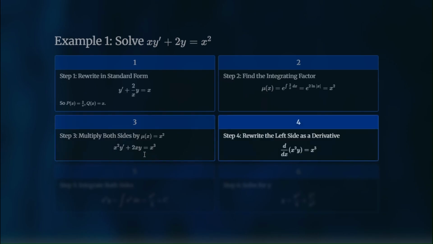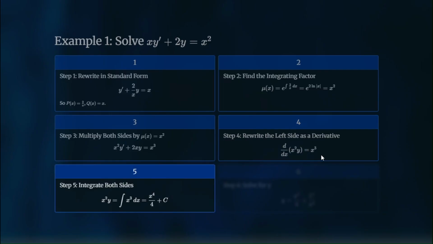Now we can recognize that this left side is the same as the derivative of x squared y with respect to x, because we have x squared times the derivative of y plus the derivative of x squared, which is 2x, times y. So this is the product rule. That will be equal to x cubed. Now we can integrate both sides. The integral of the derivative of x squared y with respect to x will be x squared y, and the integral of x cubed with respect to x will be x to the power 4 over 4 plus c.